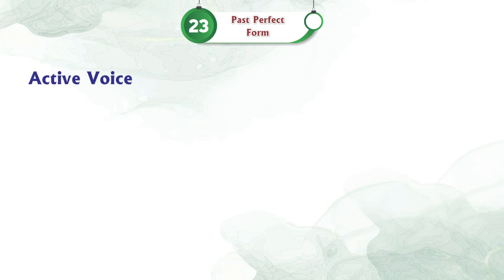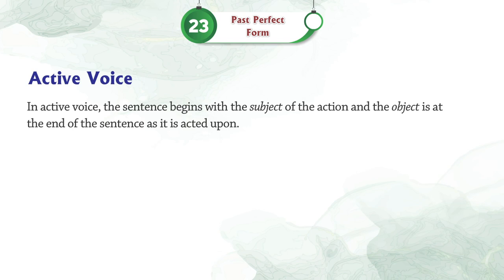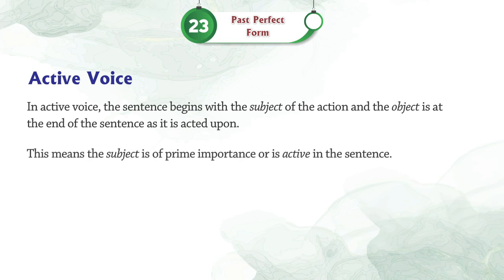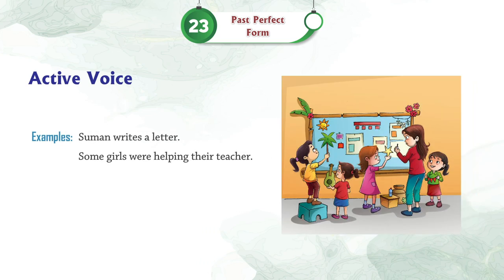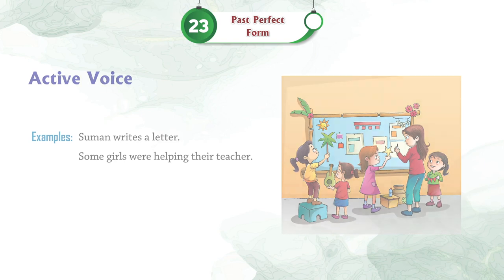Active voice. In active voice, the sentence begins with the subject of an action and the object is at the end of the sentence as it is acted upon. This means the subject is of prime importance or is active in the sentence. Hence, the structure is as follows: subject plus verb plus object. Examples: Suman writes a letter. Some girls were helping their teacher.